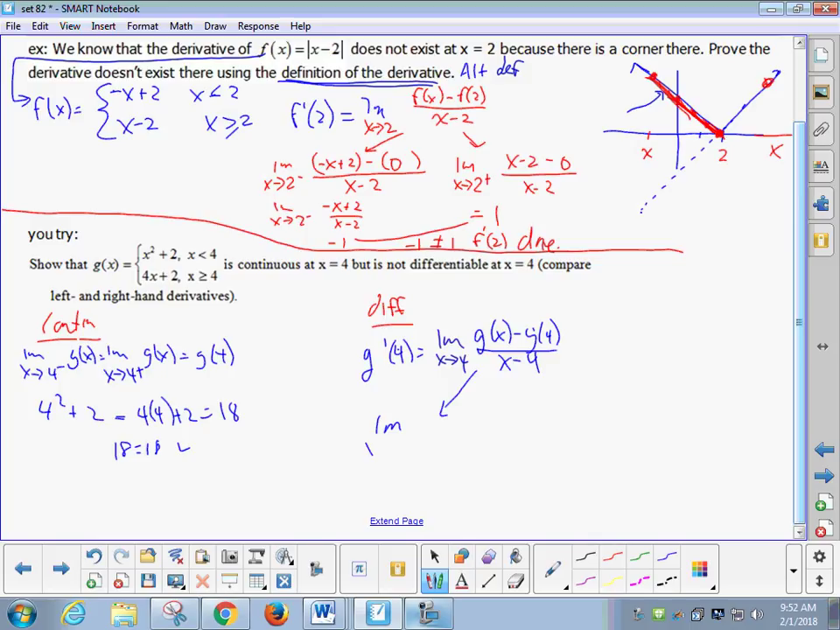How are we? Okay, did the continuity work something like that? They both have a value of 18. Yes?